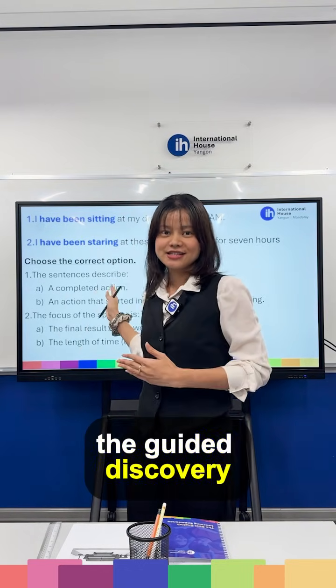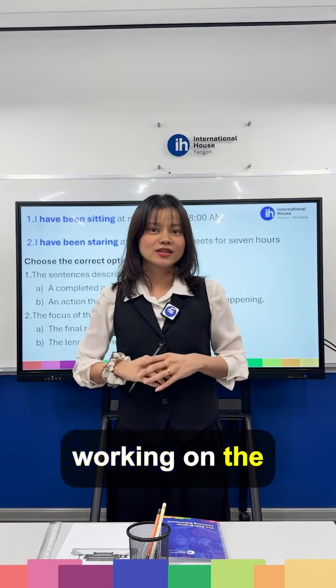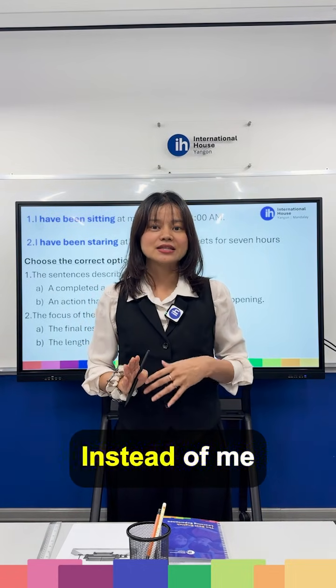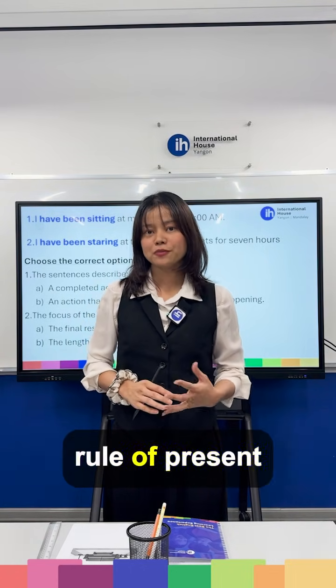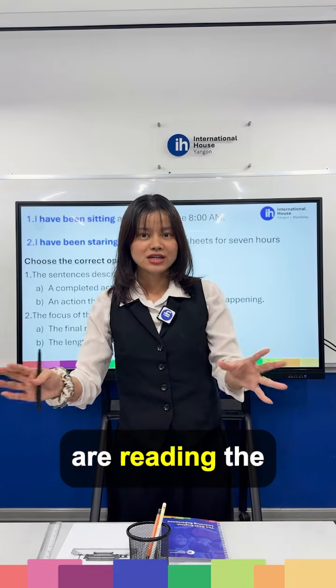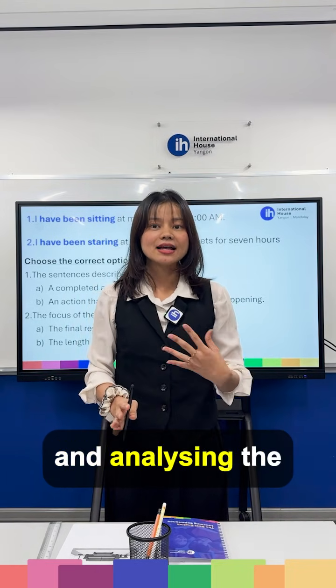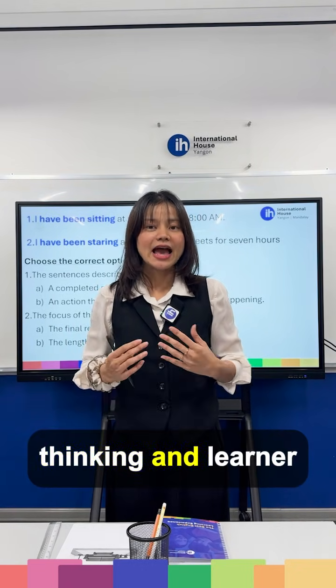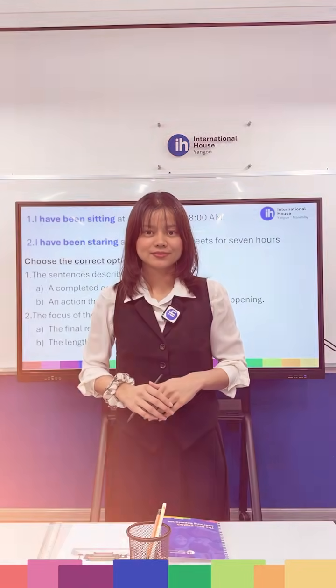So this is the guided discovery task. As they are working on the task, I'm stepping back. Instead of me explaining the rules, instead of me teaching them the rule of present perfect continuous, they are reading the example sentences and analyzing the options on their own. This encourages critical thinking and learner autonomy.